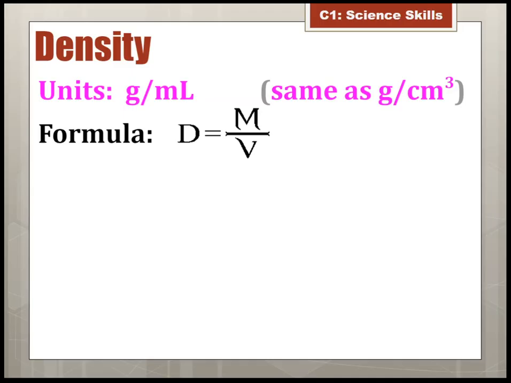The formula for density is D equals M over V. And I like to remember this as the DMV of chemistry, you know, because D equals M over V, DMV. Just like the Department of Motor Vehicles, which several of you teenagers may have to encounter soon enough.